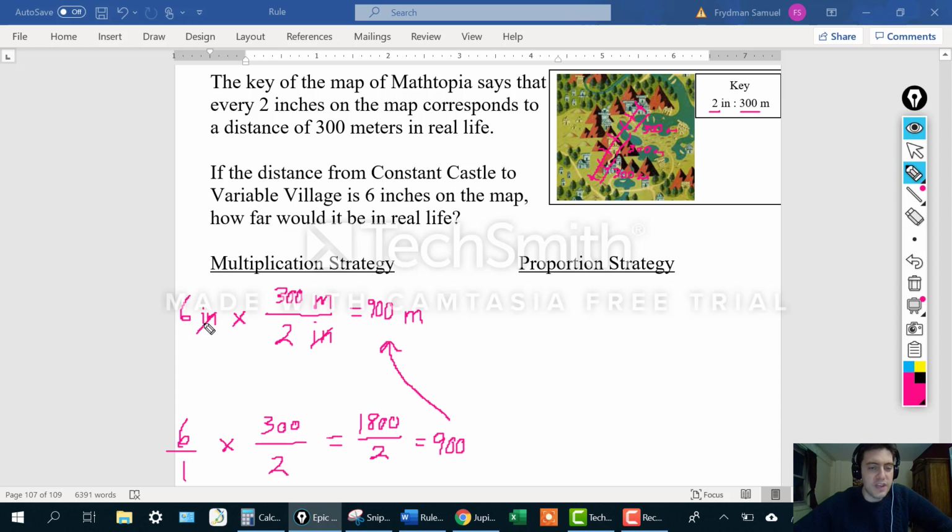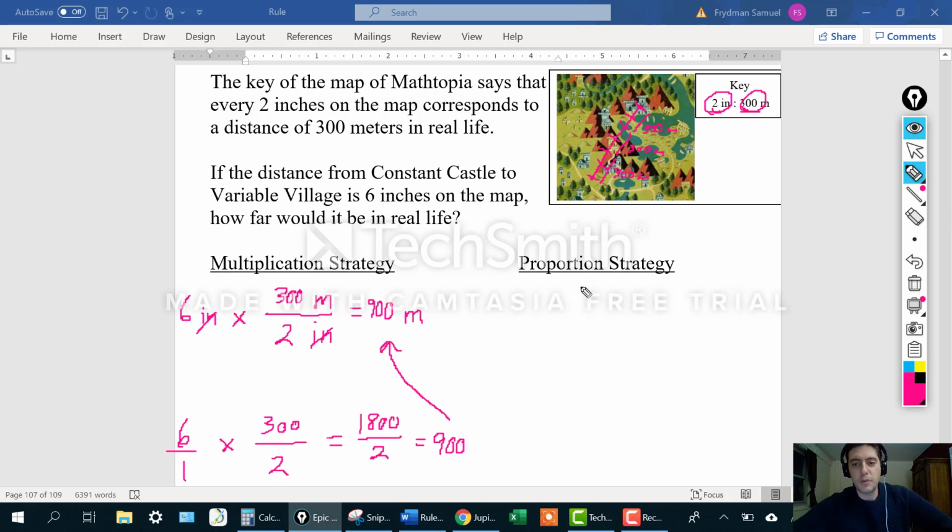So notice that most of that was just doing that unit analysis. If I'm starting with inches, and I know that I want to end up with meters, then I should be multiplying by meters over inches. And then that tells me if the 300 should go in the numerator or the denominator, and if the 2 should go in the numerator or the denominator. Once I know what these units are in this fraction, then I just take the numbers from the key and plug them into the right spot. And then I can just go ahead and multiply the numbers, which I did down here. Okay, so that's the multiplication strategy. The trickiest part is doing that unit analysis.